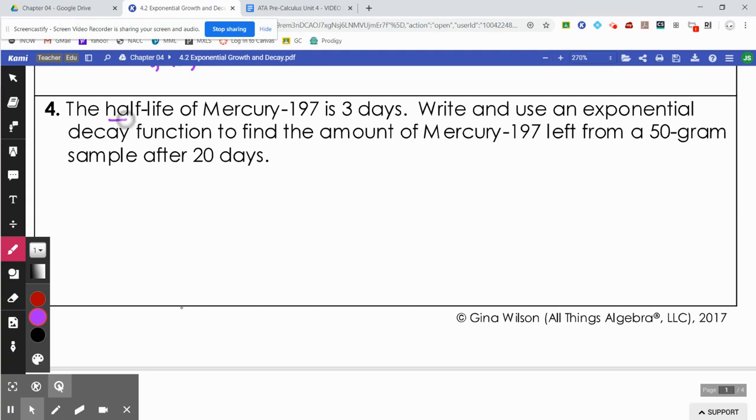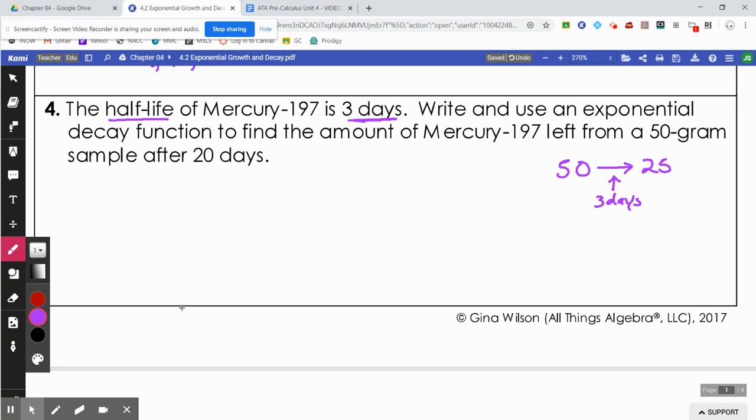Now first off, let's talk about what we mean by half-life. Half-life is the amount of time that it takes, like this is a 50-gram sample, for that 50 to turn into half of what it is. And in our case, this is 3 days. Now that same mercury 197, if you had a 10-gram sample, after 3 days, it would then be 5 left. What if it started at 100 grams? Then after 3 days, there would be 50 left. After 3 more days, there would be 25 left. After 3 more days, there would be 12 and a half left. Every 3 days, the amount halves.